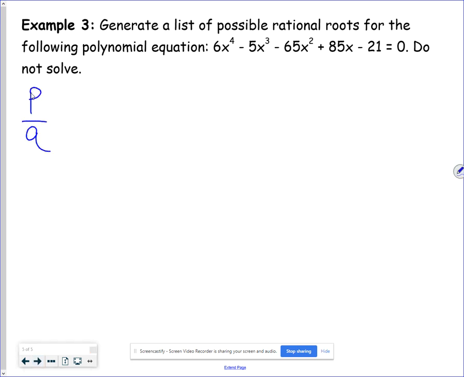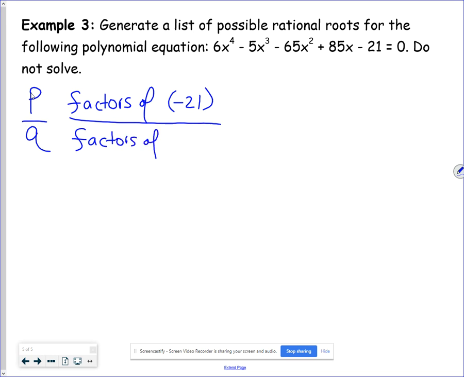So let's do our P over Q. So our P is going to be factors of what? Factors of negative 21 over factors of our leading coefficient, which is 6. So let's list out all the factors of 21. So we got 1 times 21, right? 2 doesn't go in 21. We got 3 and 7. Are there any other factors of 21? No. So it's 1, 3, and 7. But we could have positive and negative 1, positive and negative 3, positive and negative 7, positive and negative 21.